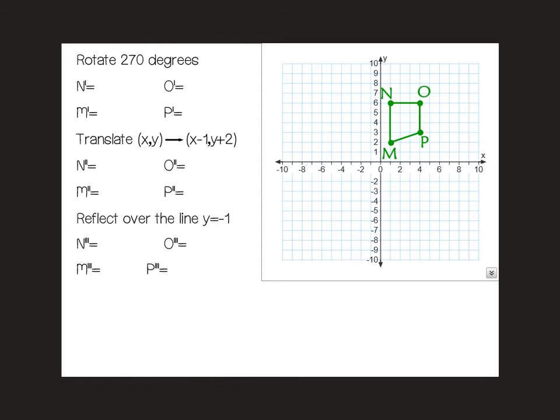For my next composition, I noticed that there are 3 transformations. To begin, I'm going to start by writing down each of my original points. M is at 1, 2. N is at 1, 6. O is at 4, 6. P is at 4, 3.